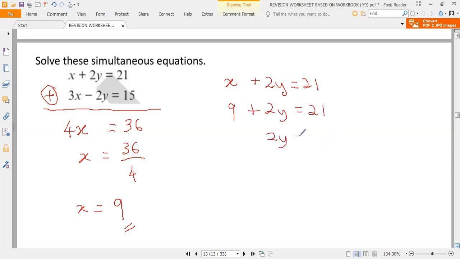2y equals 21. The positive 9 here will turn to a negative 9, so we write a minus 9. 2y equals 20 minus 9, 11 plus 1, 12. y equals 12 divided by 2, so y equals 6. This is the second answer.